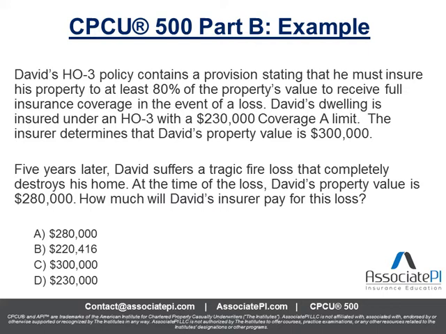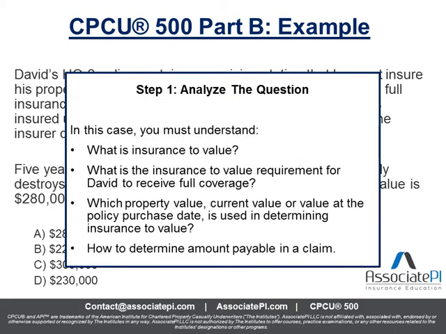5 years later, David suffers a fire loss that completely destroys his home. At the time of loss, David's property value is $280,000. How much will David's insurer pay for this loss? And then it gives you 4 options there. So let's go through and solve this.